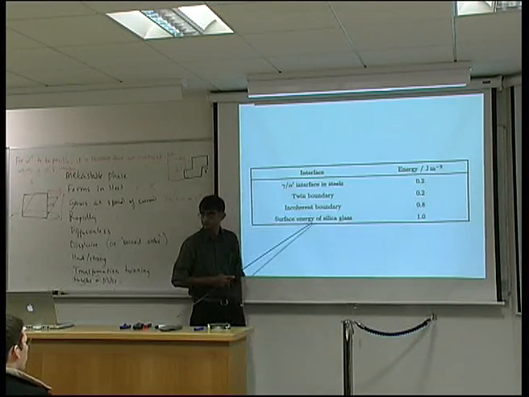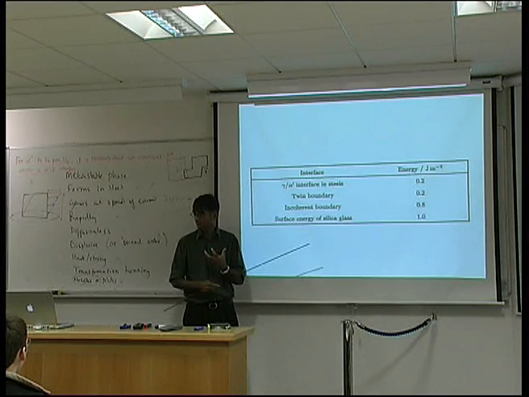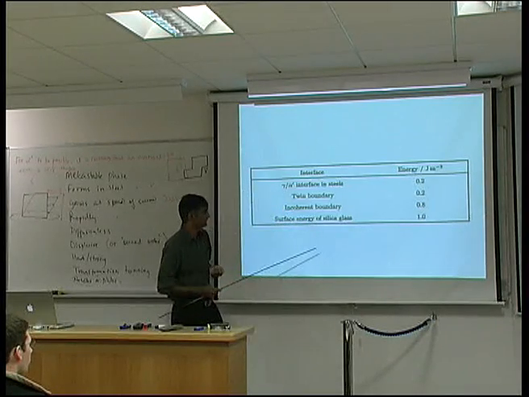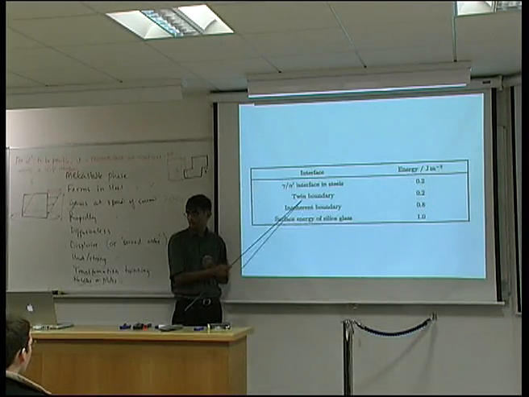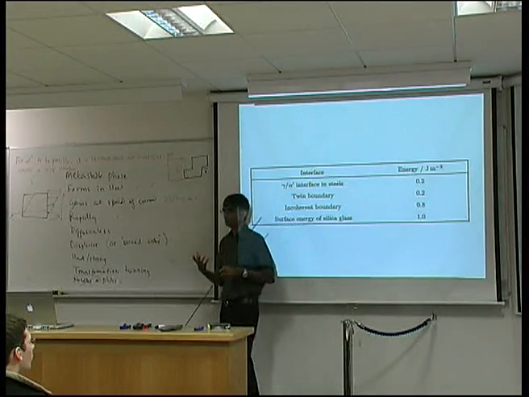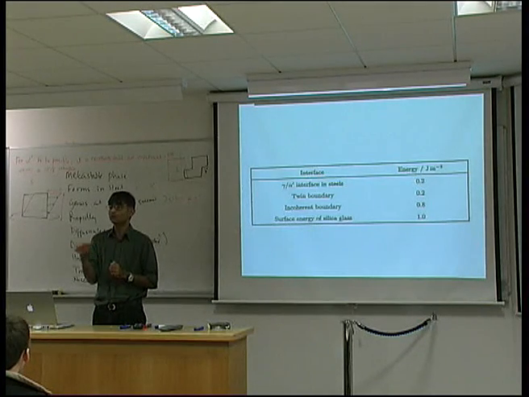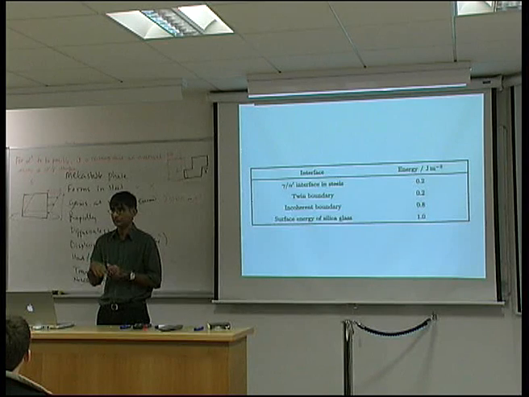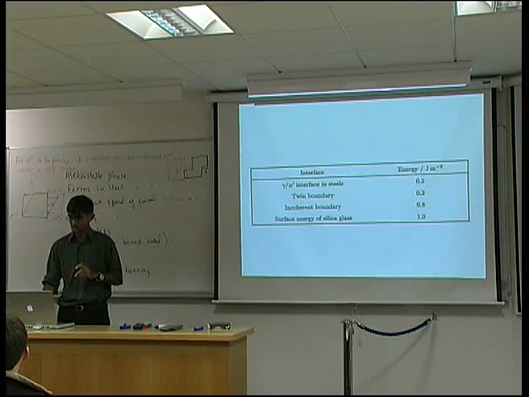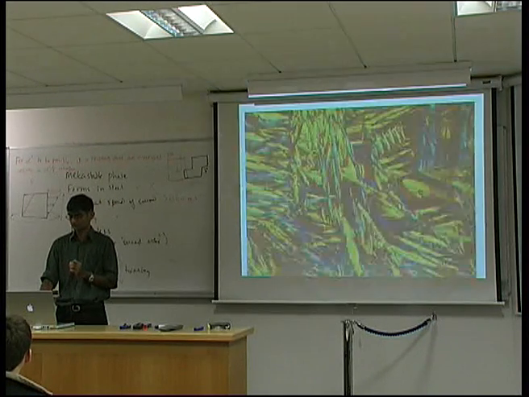So because this is an amorphous material, a twin boundary, which is a very coherent boundary, because everything matches at the twin boundary, 0.2 joules per meter squared, and a general grain boundary in a metallic material would have an interfacial energy of about 0.8 joules per meter squared. So martensite interfaces will be low energy interfaces because they have a high level of coherency inside the interface. And that coherency is necessary for martensitic transformation to be possible.